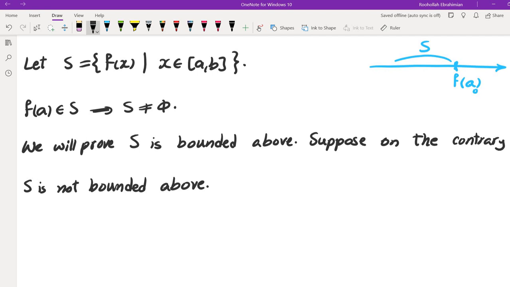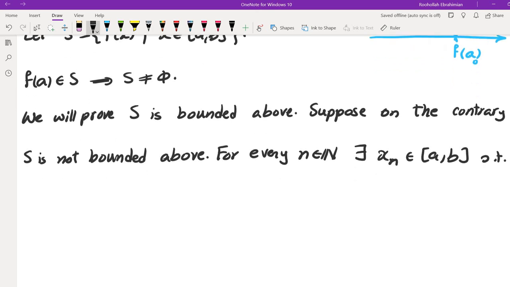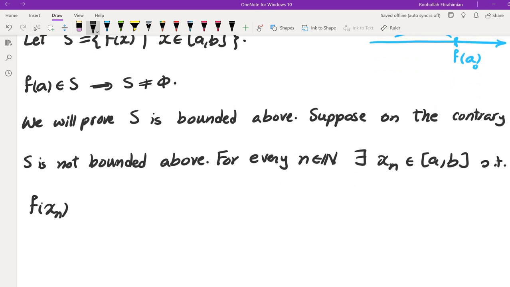So that means for every number that you take, there is something in this set that is larger than that. So for every natural number n, there is something in that set, let's call that f of xn. There is some xn inside [a, b] such that f of xn is more than n. Now, what we would like to do is use the continuity of the function f and get a contradiction. However, how do we use continuity?